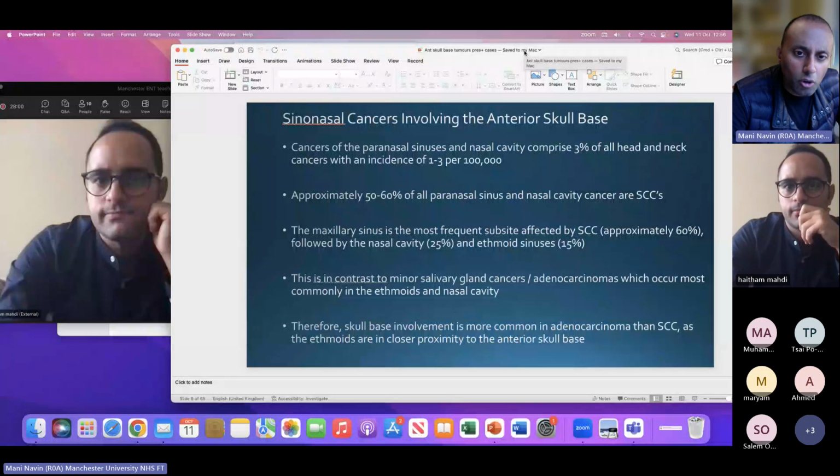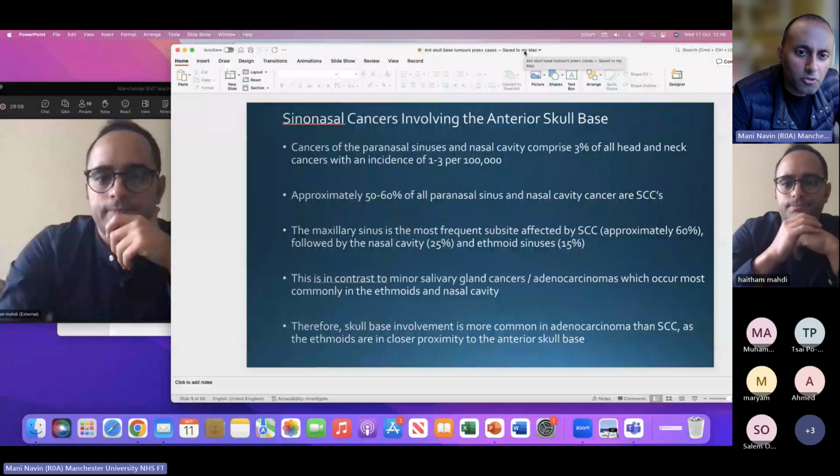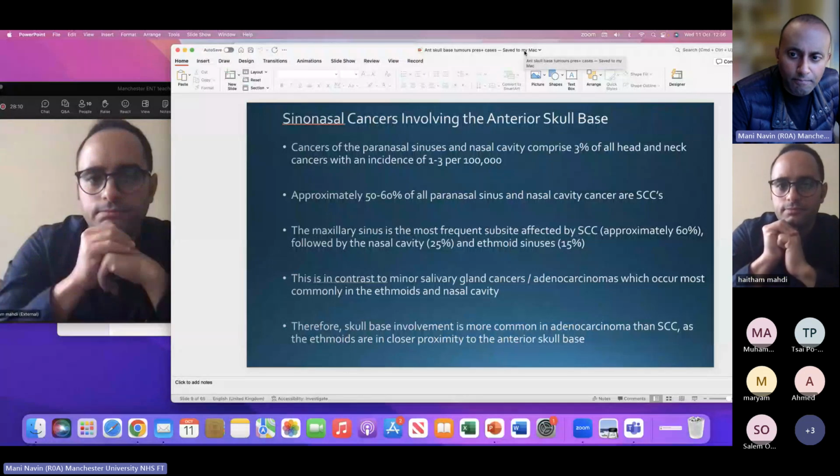Squamous cell carcinoma is the commonest type. What you find is that in the ethmoids, it tends to be more adenocarcinomas and minor salivary gland tumours as the commonest histology.